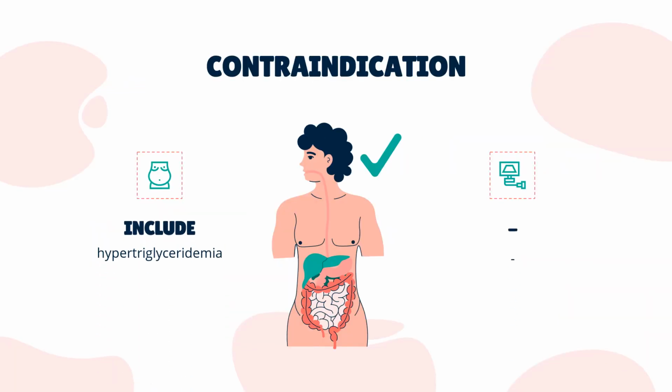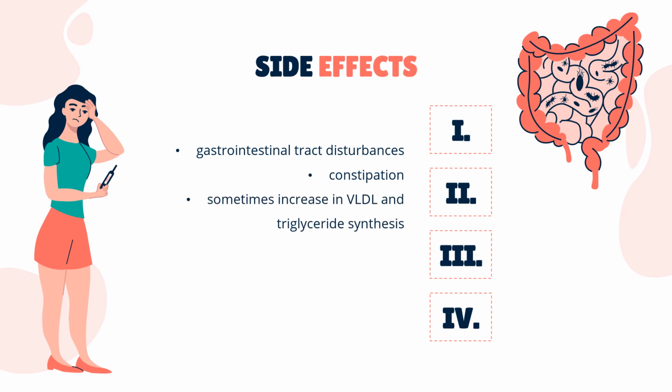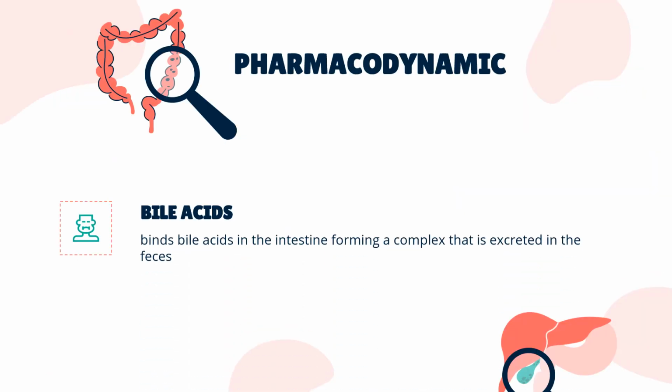Contraindication. Colestipol is contraindicated in hypertriglyceridemia, a high level of triglycerides in the blood. Side effects. The following notable side effects may occur. Gastrointestinal tract disturbances, especially mild, occasionally severe, constipation. Sometimes increase in VLDL and triglyceride synthesis.